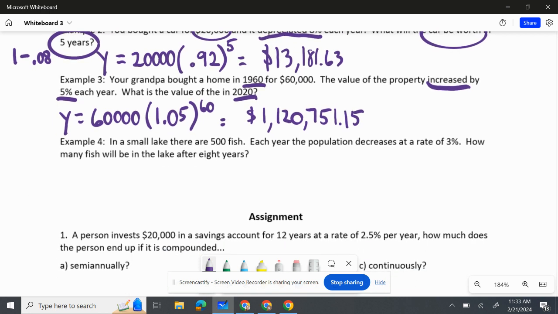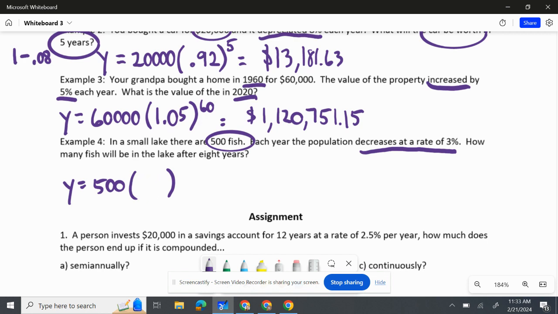Now, example 4. In a small lake, there are 500 fish. Once again, this is our initial value. This is the beginning. So we have y equals 500. The population decreases at a rate of 3%. So once again, the mistake would be putting 0.03. That is incorrect. We're not trying to figure out how many fish died. We're trying to figure out how many fish are still in the pond or the lake.